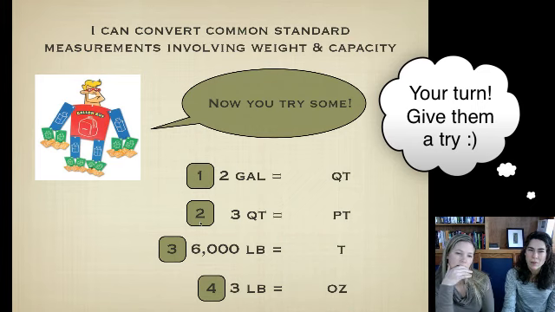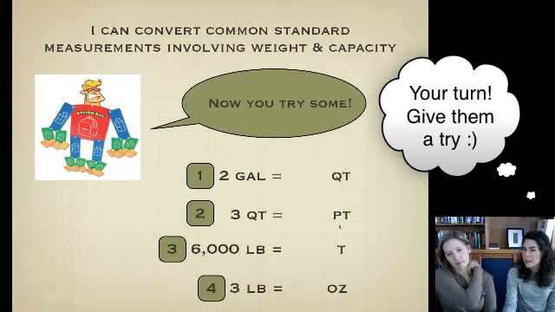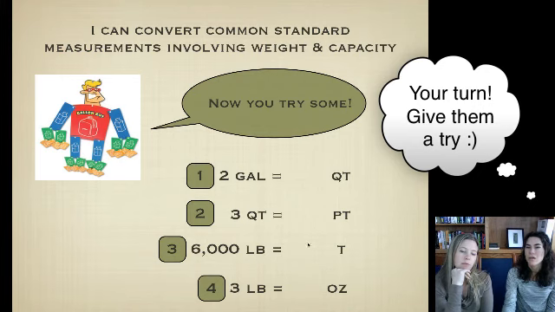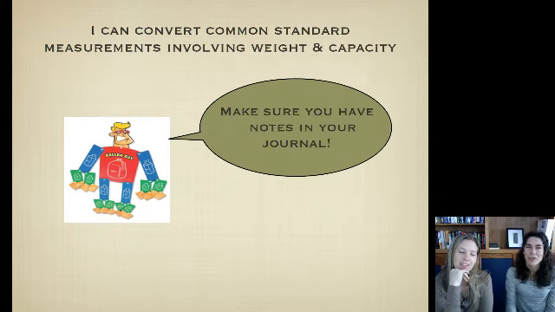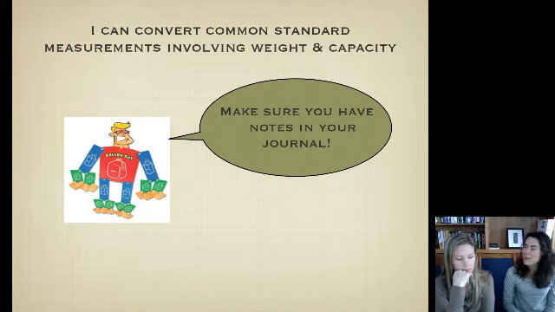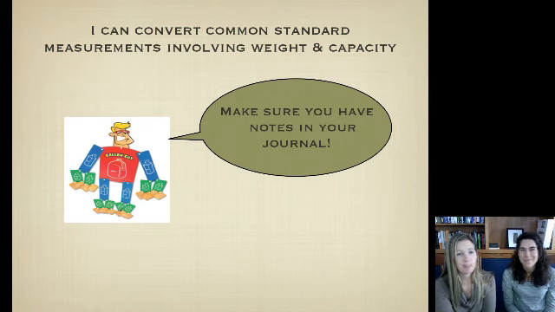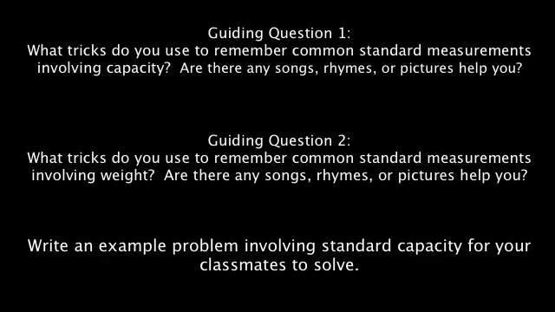Then for number 2, 3 quarts equals how many pints? And for number 3, now we're getting back to our weight, so 6,000 pounds equals how many tons? And then for number 4, 3 pounds equals how many ounces? Just make sure you have all your notes in your journal. That will truly help you, especially in this case, with all those crazy calculations. Good luck.